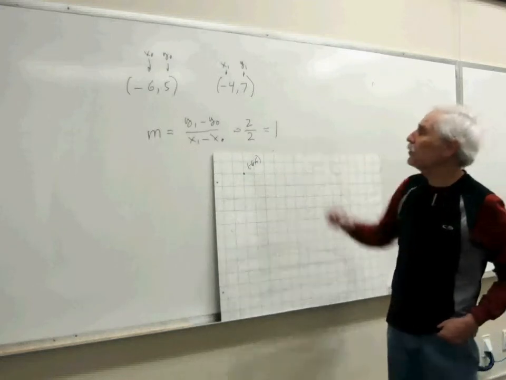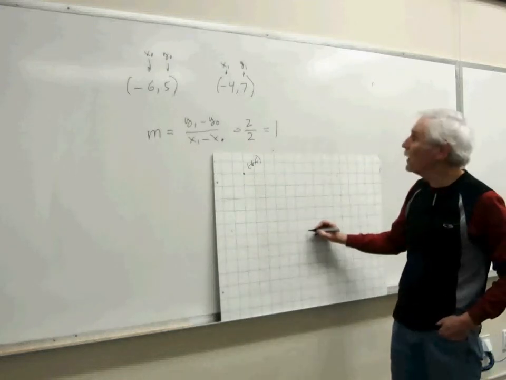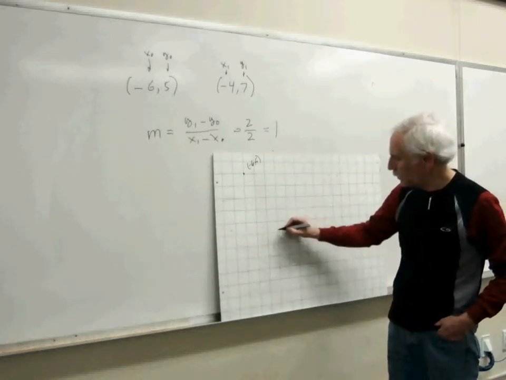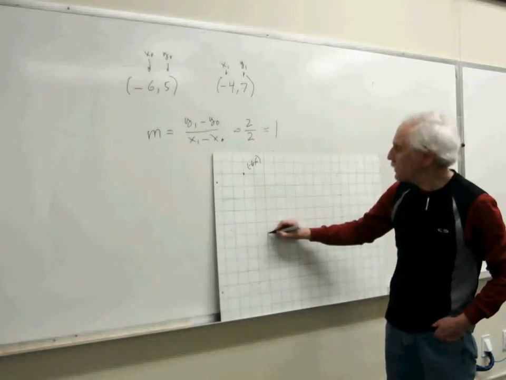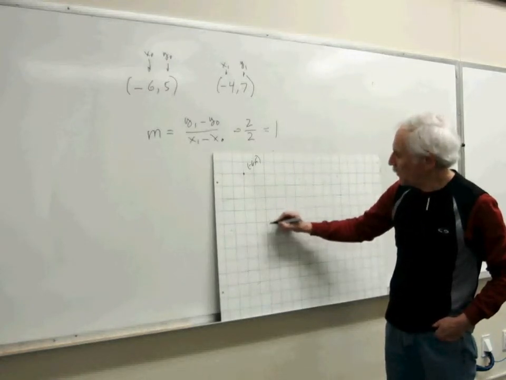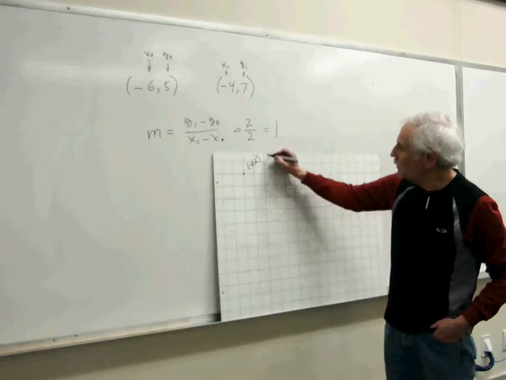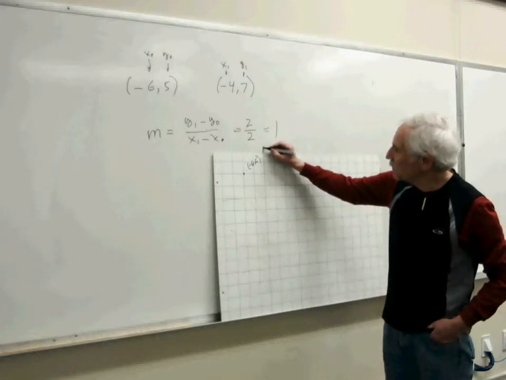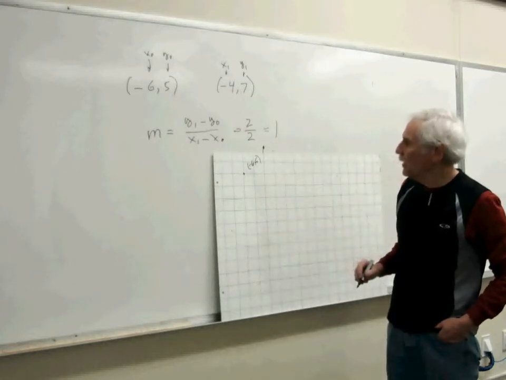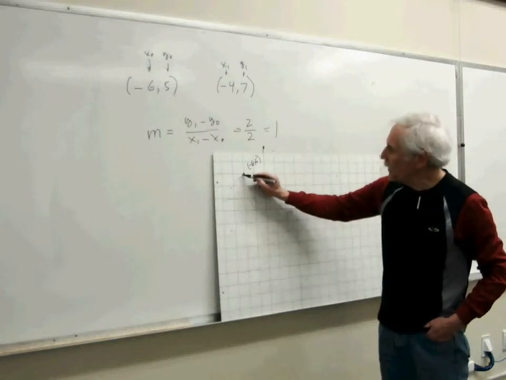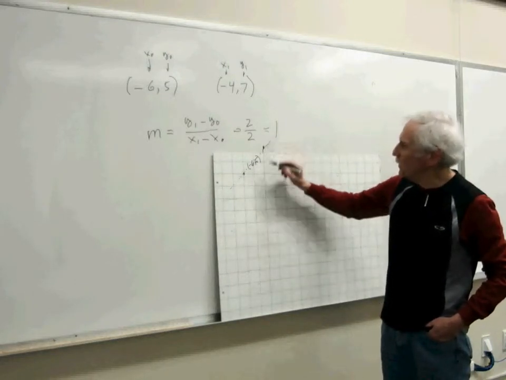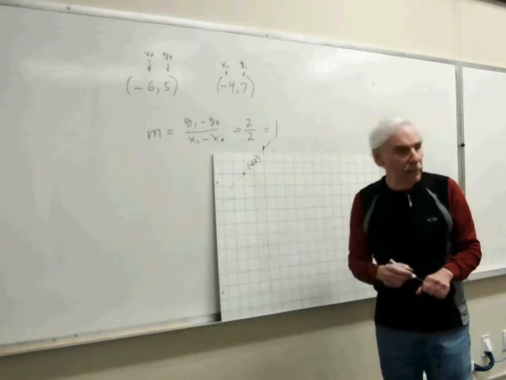Well, what about this other point? Well, it's over minus 4, 1, 2, 3, 4 from the origin, and I go up 7. 1, 2, 3, 4, 5, 6, oops. Right there. And I think you can see, if you draw the line through what we've just done, that's exactly a slope of 1.